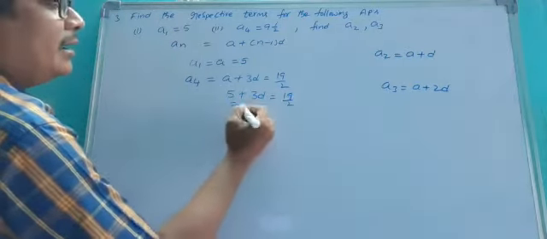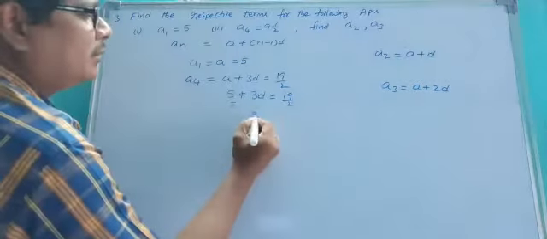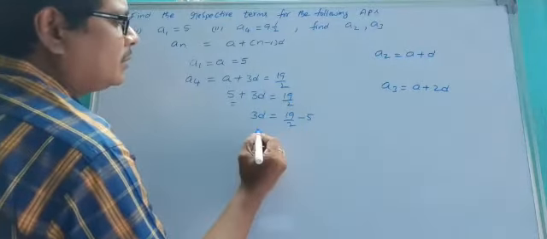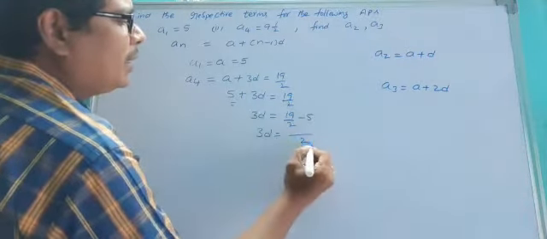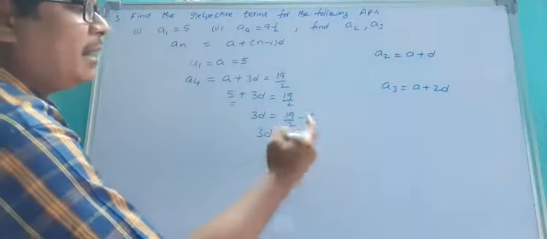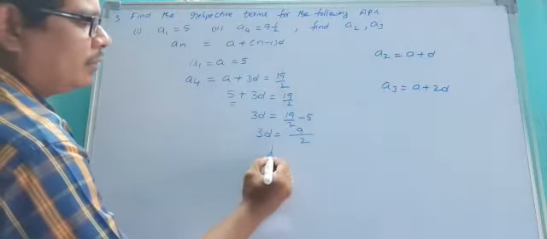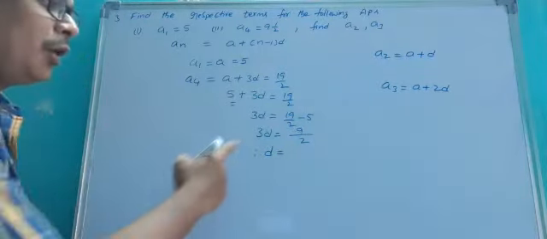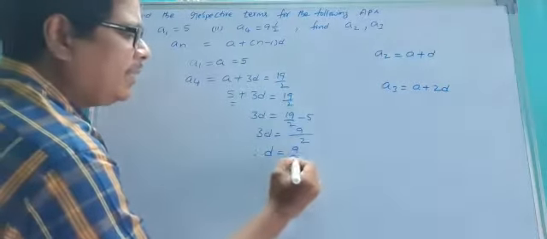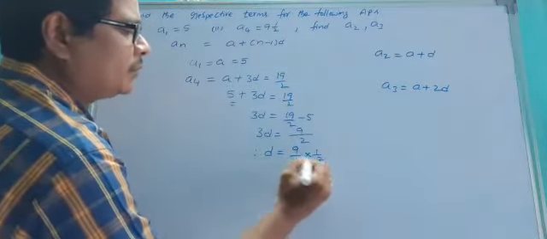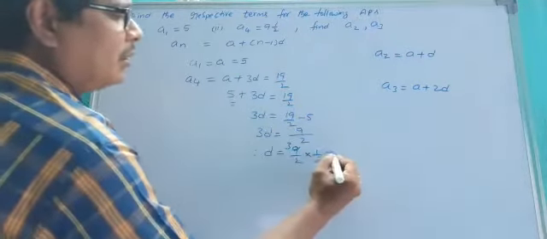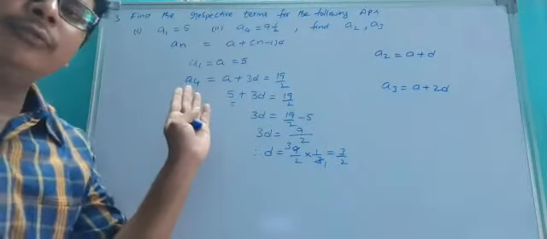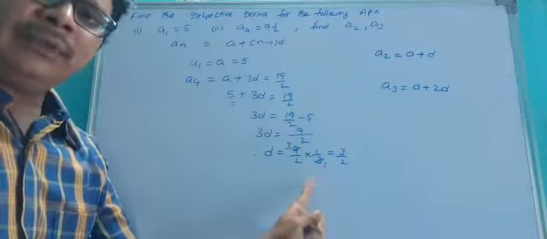This is plus 5, and after transposition it becomes subtraction. So 3d equals 19 by 2 minus 5. Simple method: 2 fives are 10, 19 minus 10 means 9 by 2. Therefore d: 3d means 3 into d, a product, and after transposition it becomes division. So 9 by 2 divided by 3, that is 3 by 2. So the value of d equals 3 by 2.